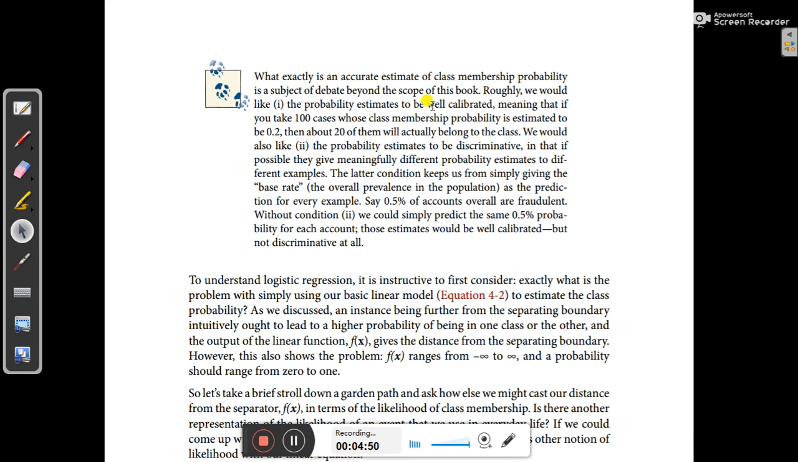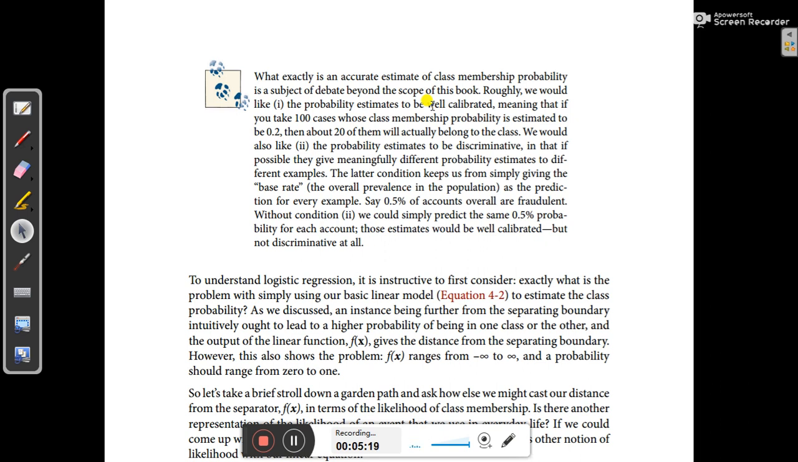To understand logistic regression, it is instructive to first consider exactly what is the problem with simply using our basic linear model to estimate the class probability. As we discussed, an instance being further from the separating boundary intuitively ought to lead to a higher probability of being in one class or another, and the output of the linear function f(x) gives the distance from the separating boundary.